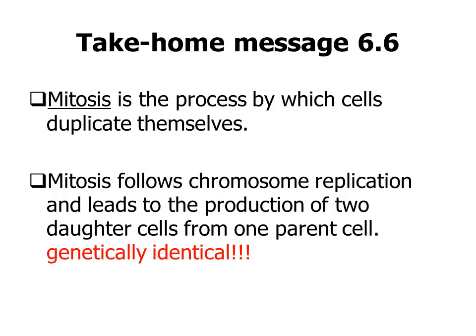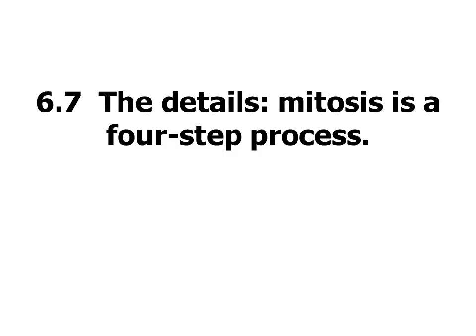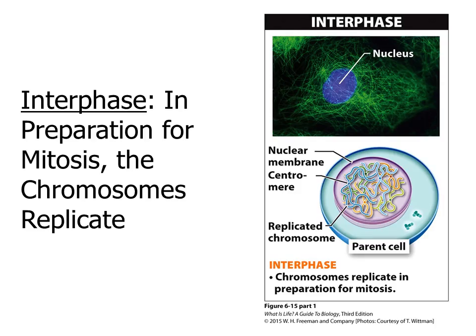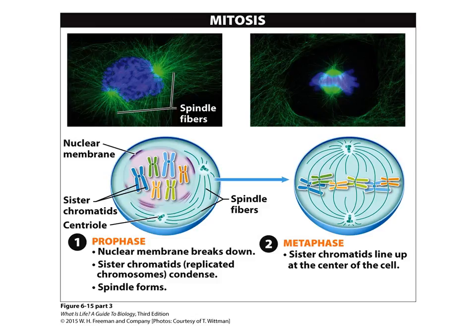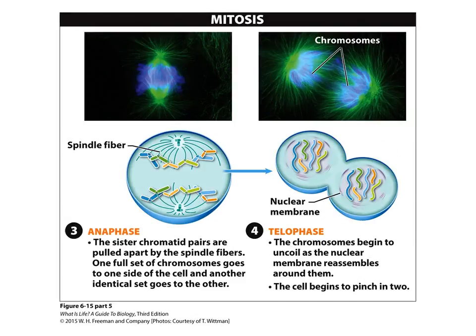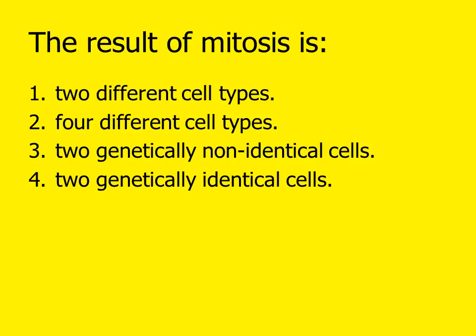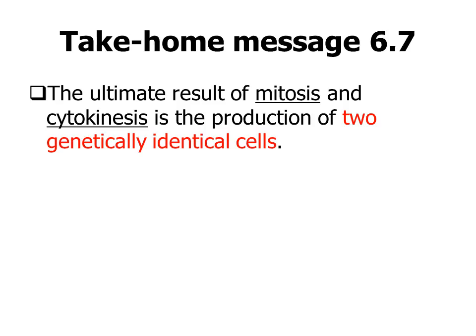I'm not going to go through all the steps of mitosis. I'm going to breeze through them. Remember that the daughter cells are genetically identical. Interphase, we talked about that. That's when the chromosomes are replicating, cells getting bigger, organelles are duplicating. So know that. What's happening with these chromosomes here? Here they're being separated. The result of mitosis is two genetically identical cells. You must know that for sure.